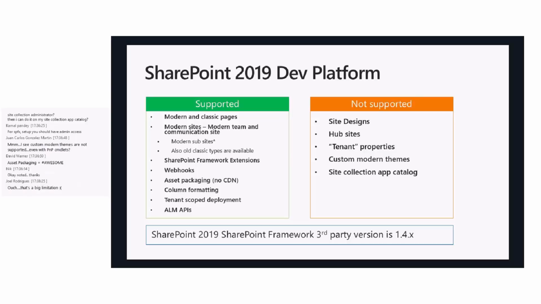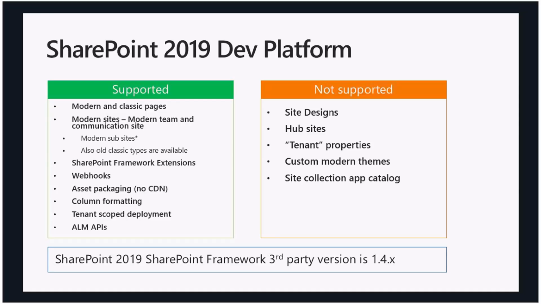Now, the SharePoint 2019 SharePoint Framework, the third-party version is 1.4.x, and the reason why I'm saying 1.4.x is that it's actually a combination of 1.4 and 1.4.1. But you don't really need to know about this as long as you install yourself SharePoint Framework 1.7 and you choose your target to be SharePoint 2019, it will create you a solution with the right settings. That's basically what happens behind the scenes, and I can show that quickly today as well.